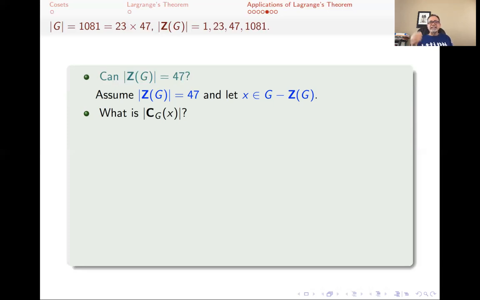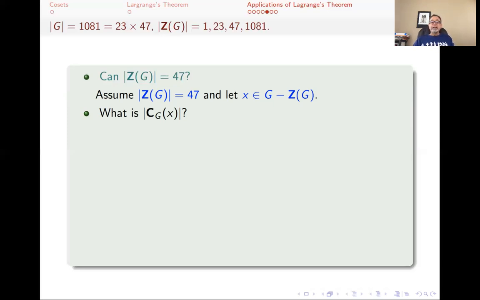So instead of asking, is X in the center or not, I'm going to ask, what's the size of the centralizer of X? What's the centralizer of an element? The centralizer of an element is all the elements that commute with that one element. And of course, if the centralizer is the whole group, then I know that X is in the center. And my assumption that X was in G mod center of G would then be incorrect, a contradiction.